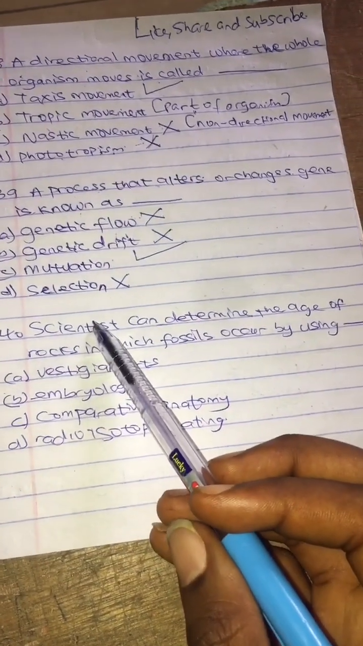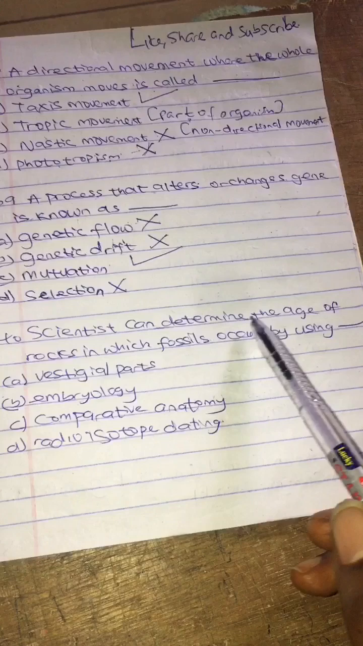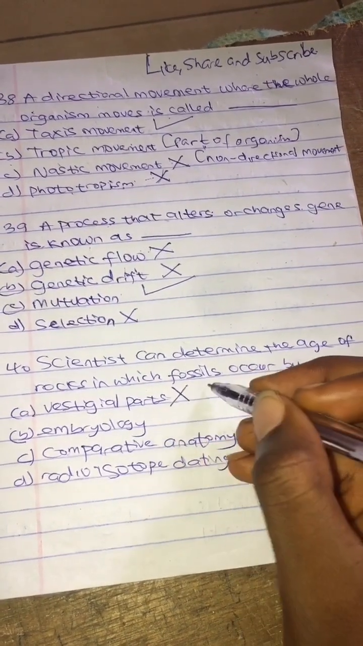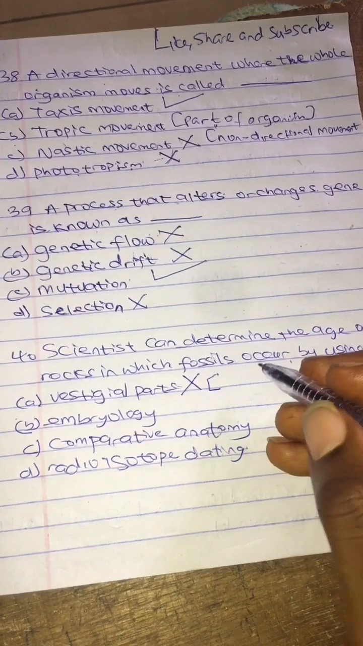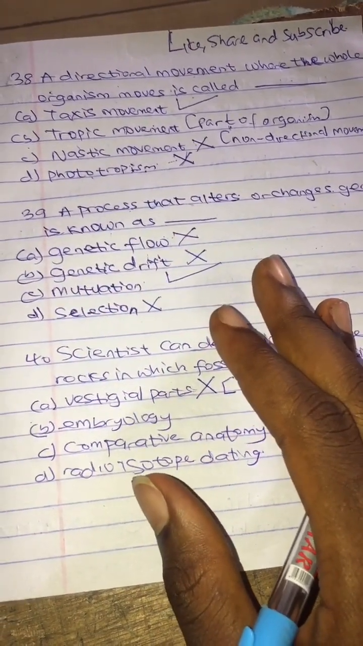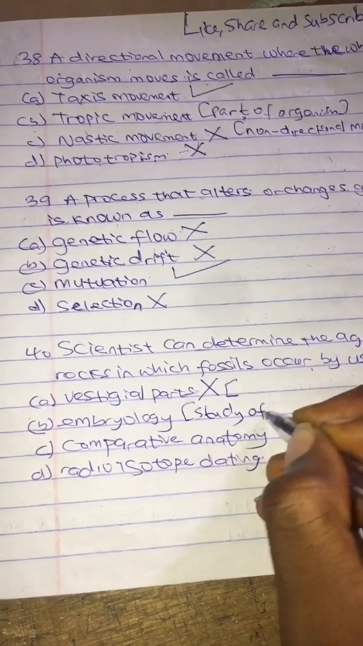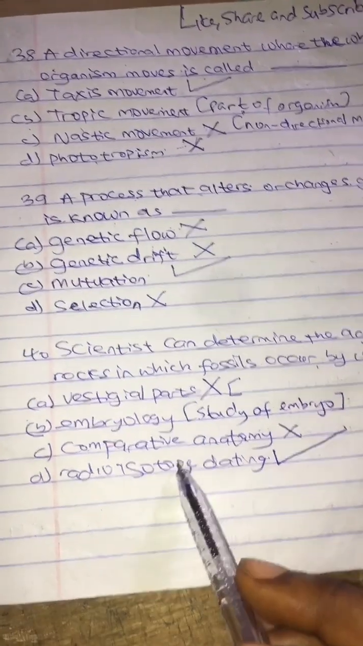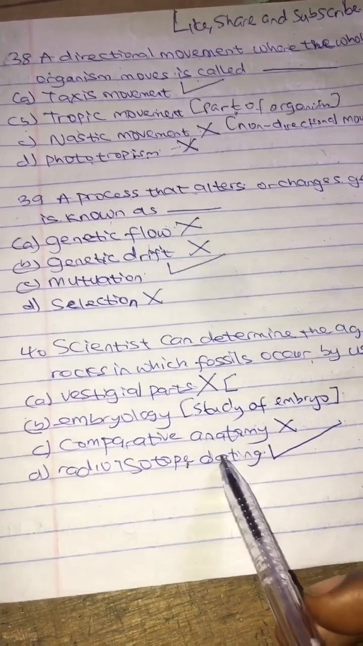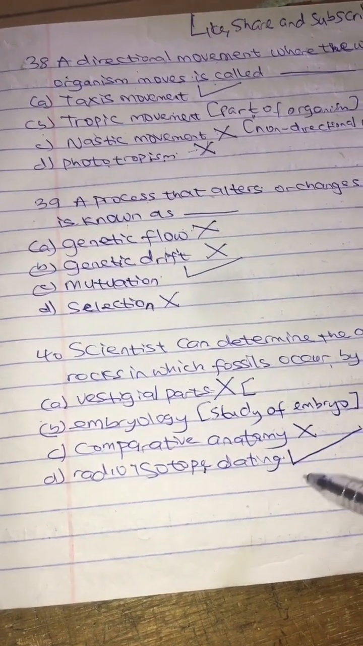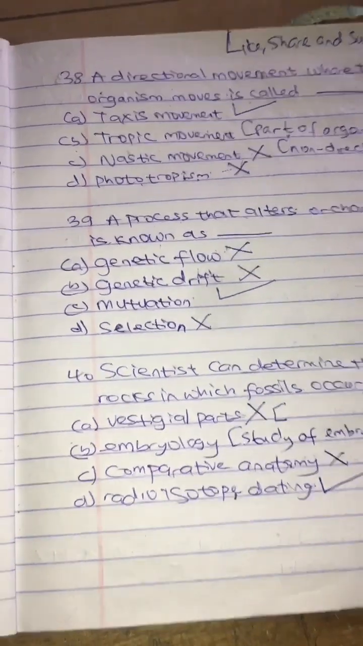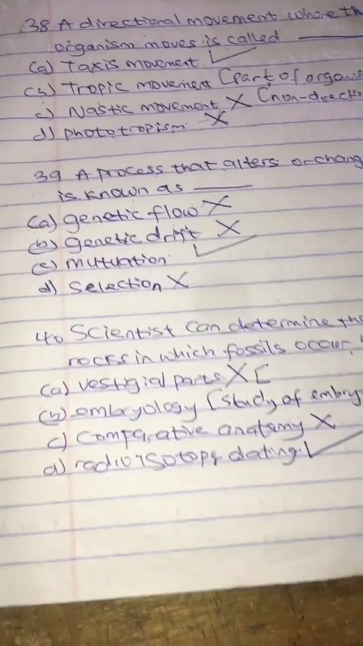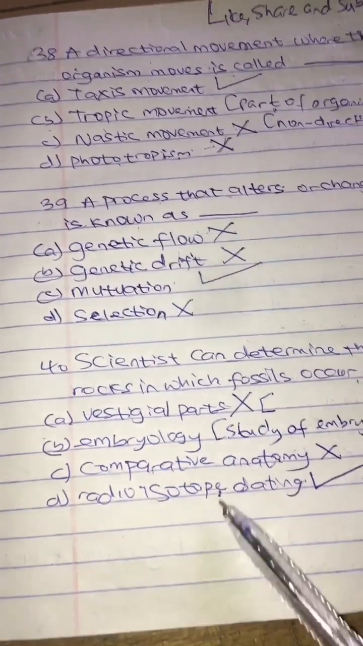The last question, which is not the least: scientists can determine the age of rocks in which fossils occur by using dash. Vestigial part is out. A vestigial part is a part of the body that doesn't perform any function. Embryology is the study of embryo. Comparative anatomy is not the correct answer. The correct answer is radioisotope dating. Radioisotope dating is, I won't call it a device, a tool used in tracking how long things have existed, like bone. Maybe when scientists are digging the ground, they find a bone, and they can determine how long the bone has existed. Is it 2 years? 3 years? 10 years? 20 years? It is determined by radioisotope dating.